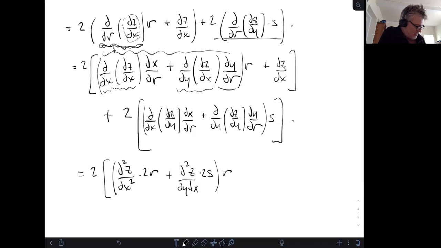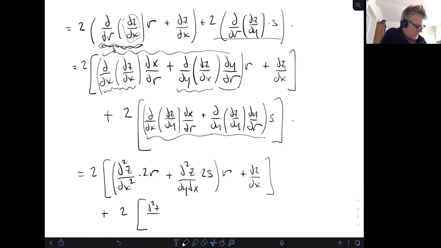Okay, so this is this whole expression here plus del z del x, like that, plus 2 times. Now I'm going to rewrite this part here. So this is del 2z del x del y times 2r. Is that 2r correct? Let me just double check. Yes, it is. Okay.